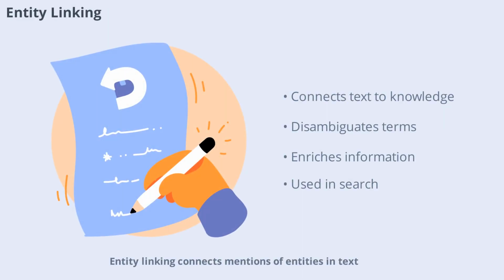Entity linking connects mentions of entities in text to their corresponding entries in a knowledge base. For example, linking "Apple" in a sentence to the company Apple Inc. This technique helps disambiguate terms and enriches text with additional information. Entity linking is used in search engines, recommendation systems, and information retrieval, making content more informative and useful.